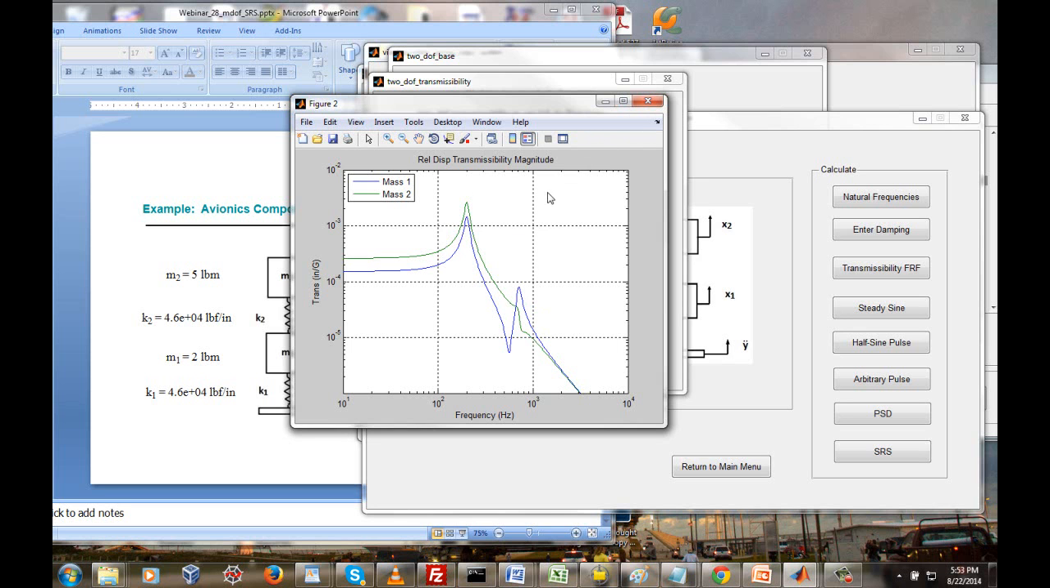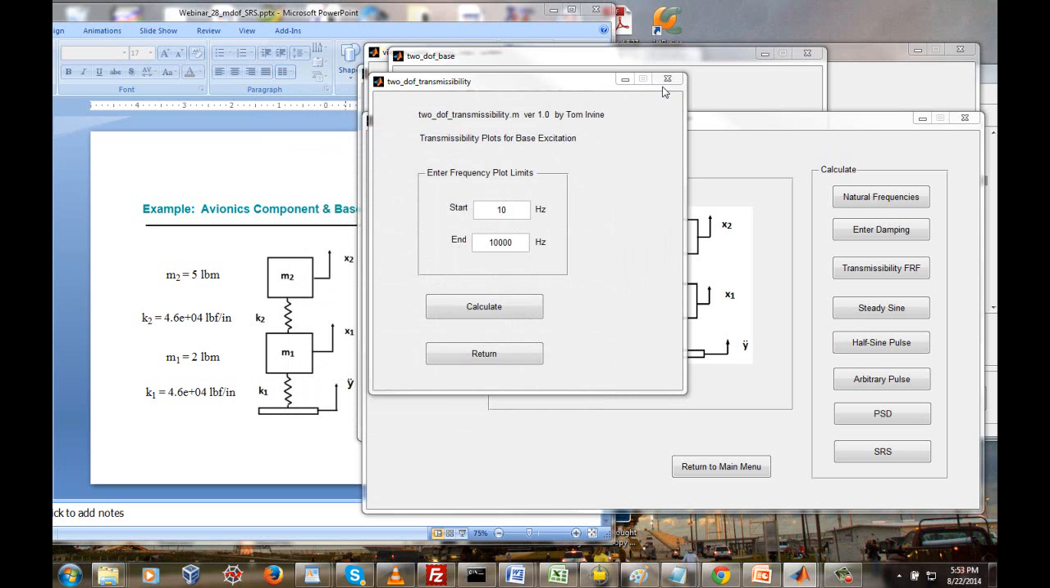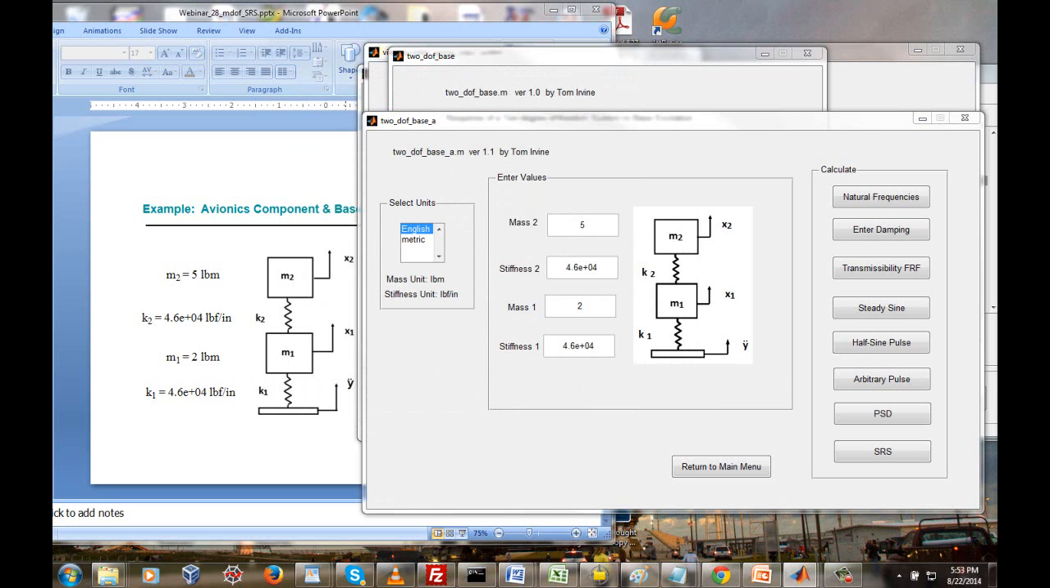So that's the transmissibility plots. Now, I have not shown you yet the underlying equations, and I probably need to go back and do that, but let's save that for an upcoming webinar. Okay, so we just sort of took a side trip and looked at the transmissibility ratios.